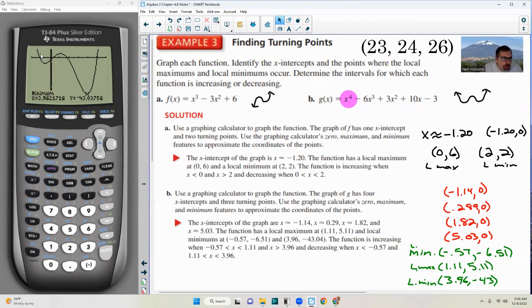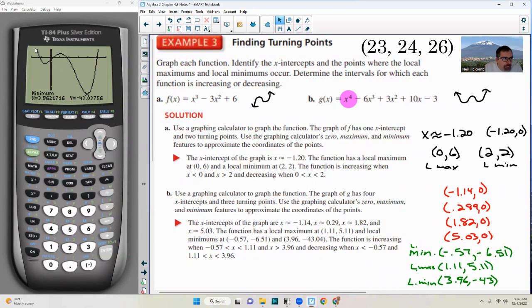And the function is increasing between this minimum, which was negative 0.57, to the maximum, which is 0.11. And that's what it says here, when x is between this point and this point. So it is increasing right here, from here to there. It is also increasing from negative 43 to infinity. So when x is greater than this x value, 3.96. So it's increasing from here to the right as x goes greater than 3.96, and that's what it says right here.